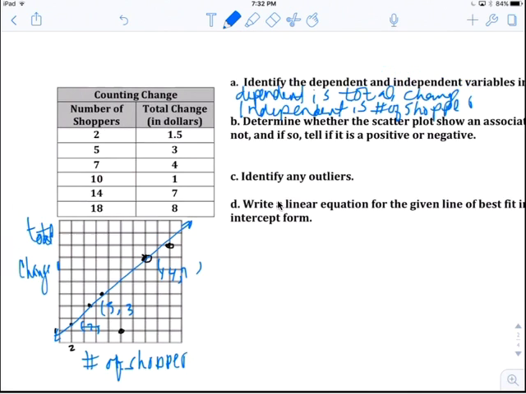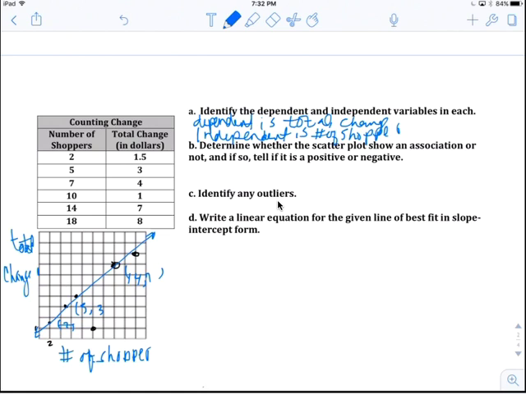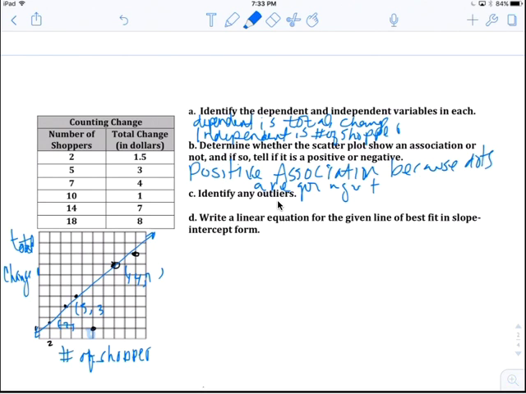Determine whether Scott shown association or not. If so, tell if it's positive or negative. It's a positive association because the dots are going up. It's tomorrow's quiz, okay, you guys, for some of you. Because dots are going up. Outlier. Outlier is right here. It's the 10, 1. Because if you made a circle, it'd be like that.